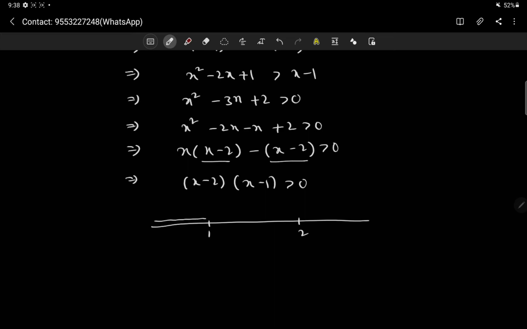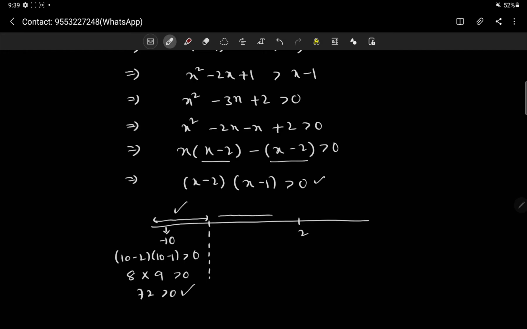First we apply values in place of x. For example, you take a number less than 1, that is minus 10. You apply in this, then we get (10 minus 2) into (10 minus 1) greater than 0. See here, 8 into 9 greater than 0, 72 greater than 0. This is a correct statement, so all these values can be taken.